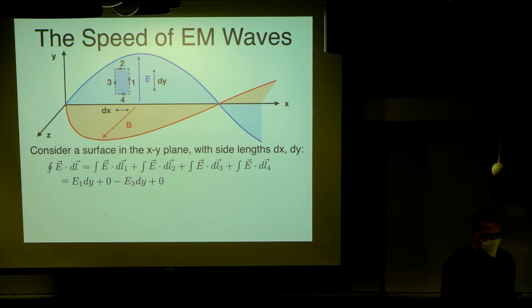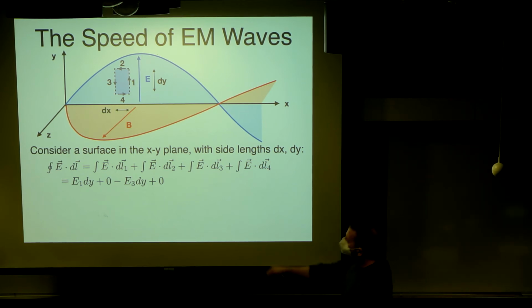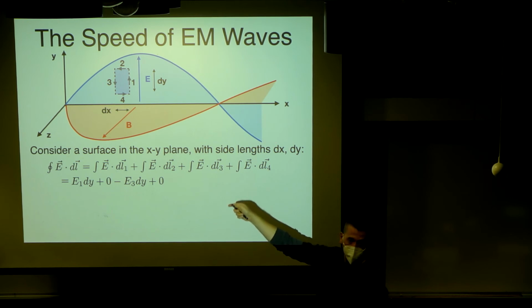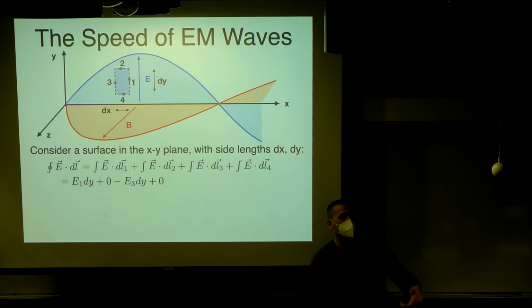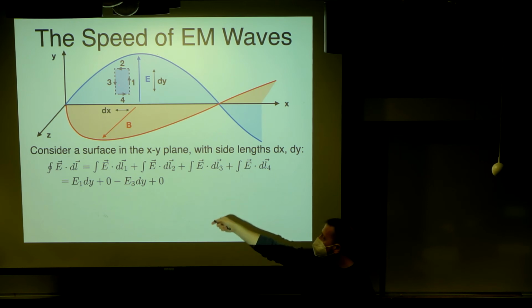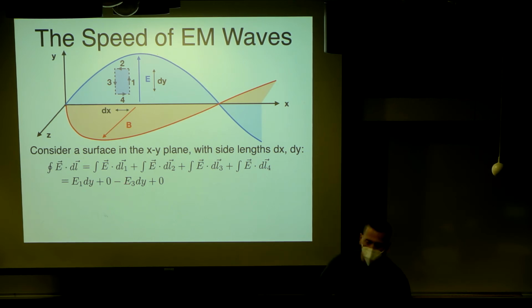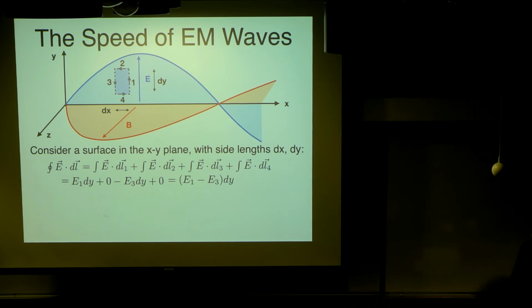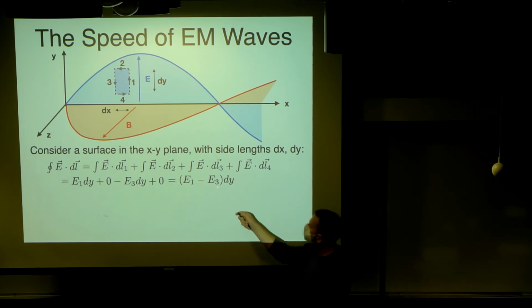For path number 3, that's this one over here. Now notice, this one's going against the E field. That's why there's a negative sign here. And also the E field might have a different value at the location of path number 3. So let's call that E3. But the distance we take is still dy, right? Just by the way this thing is shaped. So I have E1 dy minus E3 dy. And I can think of that, group it together as E1 minus E3 times dy.